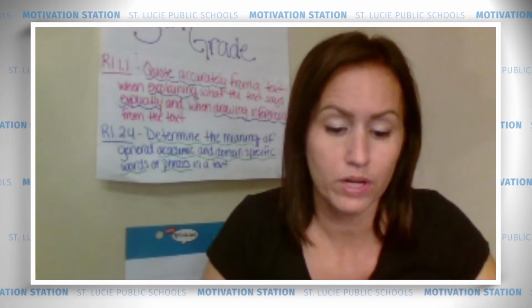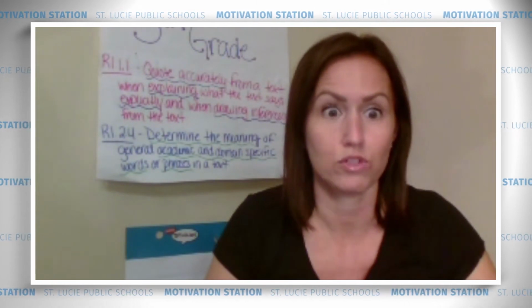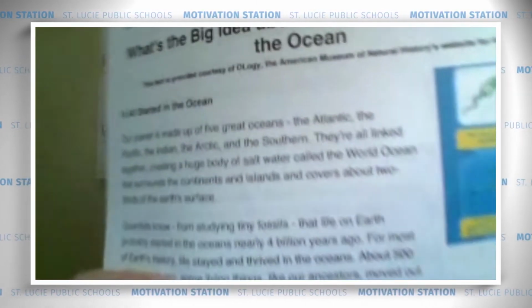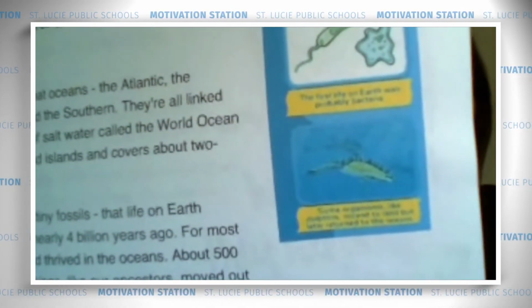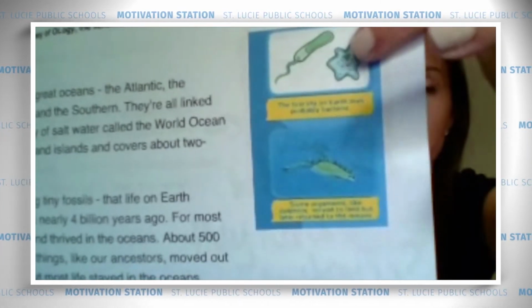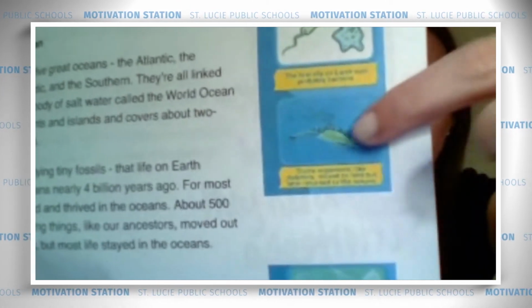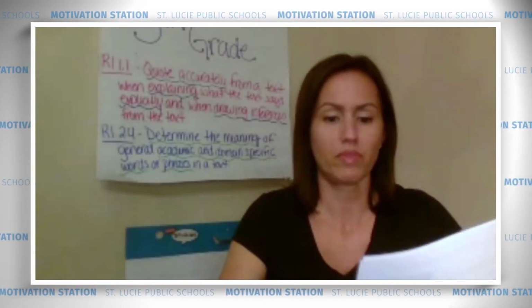This one says, the first life on Earth was probably bacteria. Some organisms like dolphins moved to land, but later returned to the ocean. Could you imagine that, a dolphin living on land and then returning to the ocean? So you can see that up close. This is the one about bacteria. And this is the one about other animals going to land and then coming back to water like dolphins.